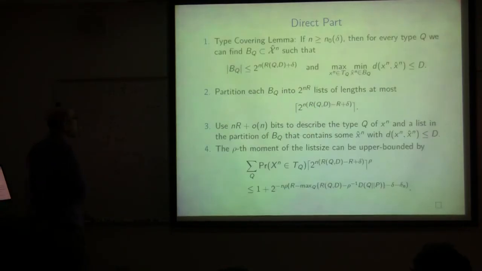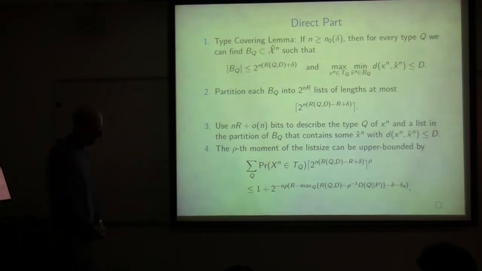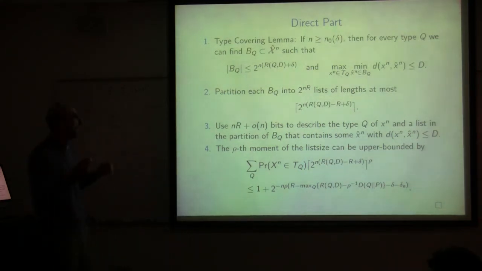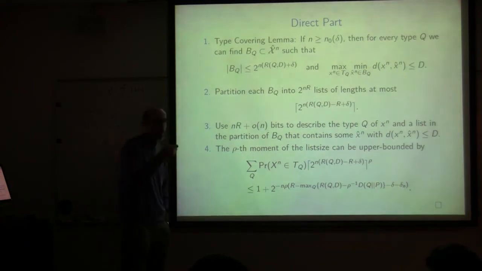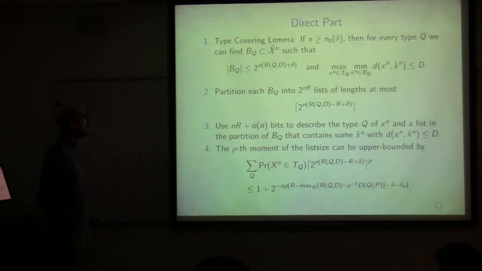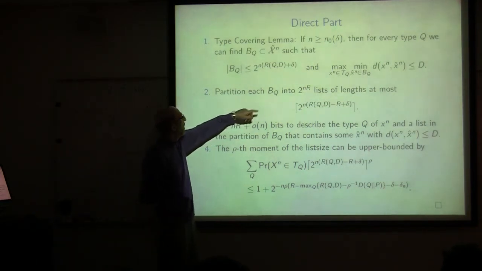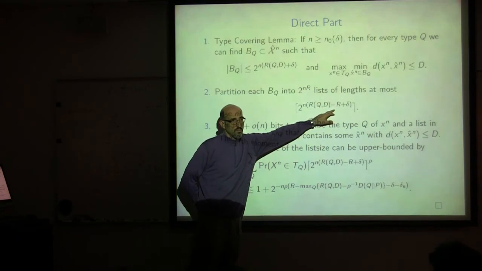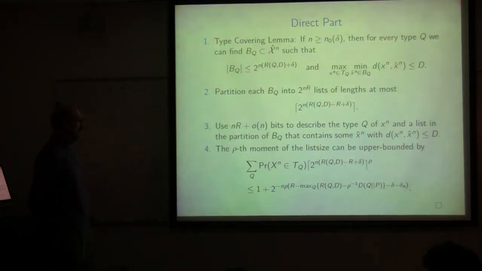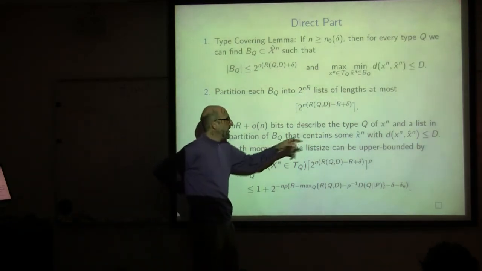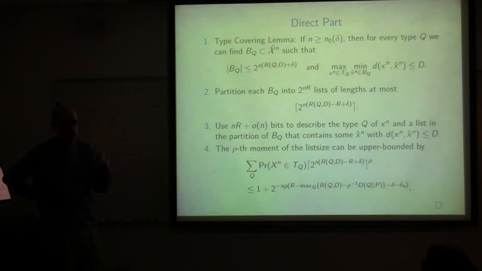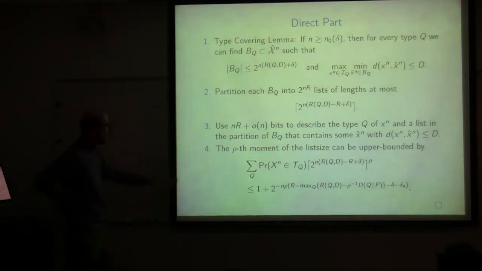So here's that direct part very quickly. The point is that if your source generates a sequence of type Q, we know that 2 to the n R(Q,D) reconstruction sequences should suffice to guarantee that there's at least one within distortion D of the source sequence. For each one of these Qs, we partition these reconstruction sequences into lists of length 2 to the n(R(Q,D) minus R). Then we use a very small number of bits to describe the type Q of X^n. And then we use nR bits to describe the list that contains the reconstruction sequence that is within distortion d of that sequence.